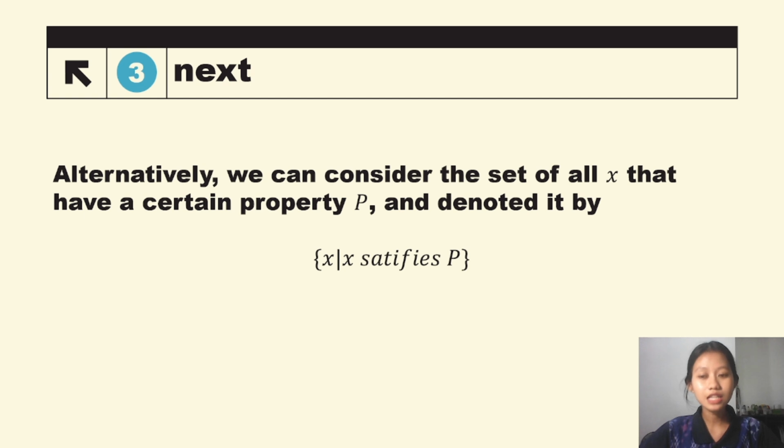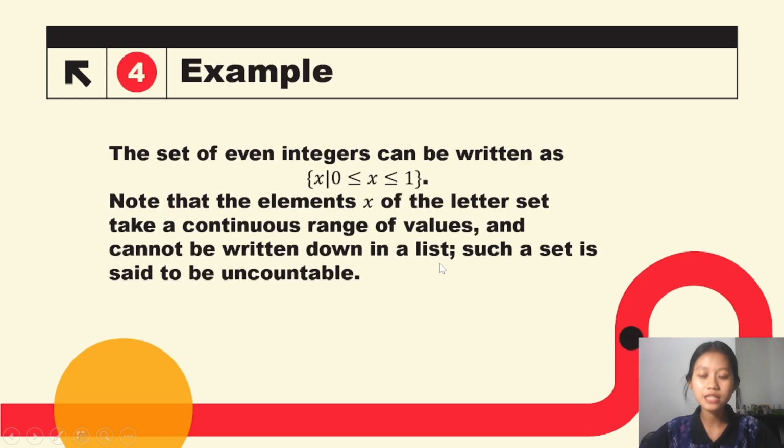Alternatively, we can consider the set of all x that have a certain property p and denote it by {x | x satisfies p}. For example, the set of even integers can be written as {x | x is an even integer}, and the set {x | 0 ≤ x ≤ 1}. Note that the elements x of the latter set take a continuous range of values and cannot be written down in a list. Such a set is said to be uncountable.